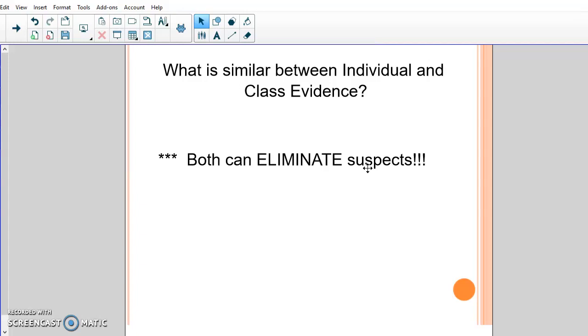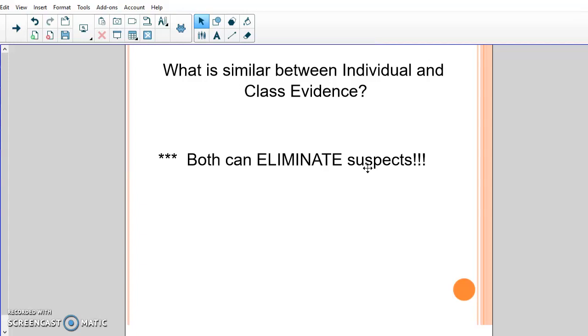If your individual evidence doesn't match back, say you find a fingerprint at a crime scene, you have your suspect, you 10-print card them, and none of their fingerprints match, you know that they're not your suspect for your crime, right? The same thing works with class evidence.